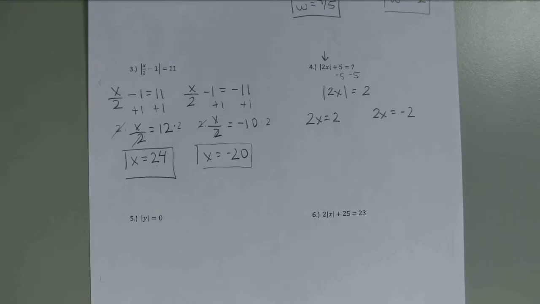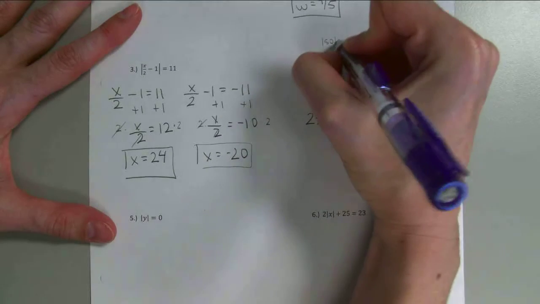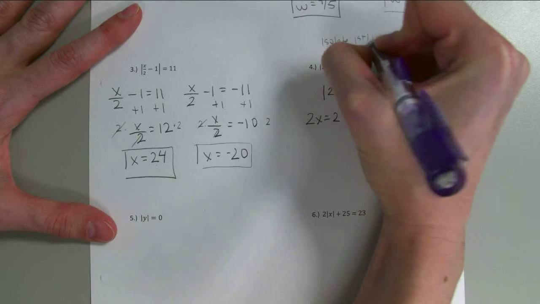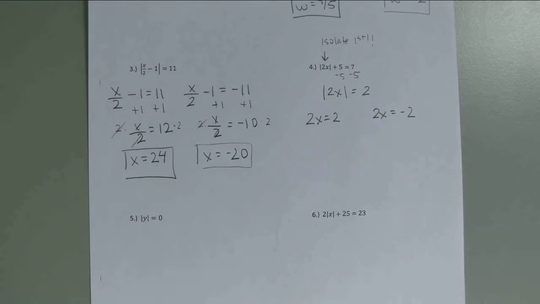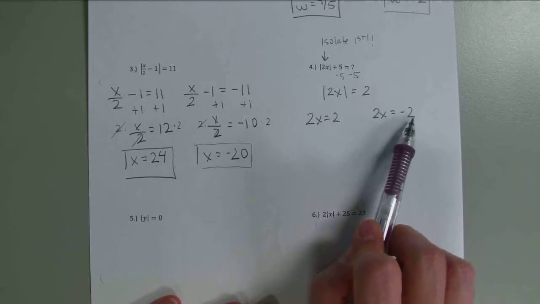But you have to isolate first. Isolate first. We've got to isolate first. We can't set the absolute value of 2x plus 5 equal to 7 and negative 7 because that 5 has nothing to do with the absolute value, okay? And the only reason why we do this is because it had the absolute value.